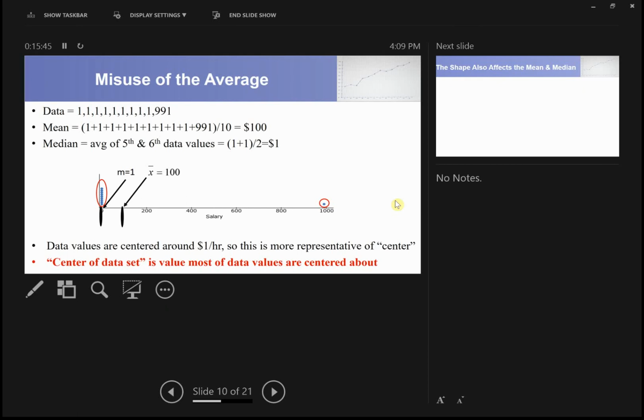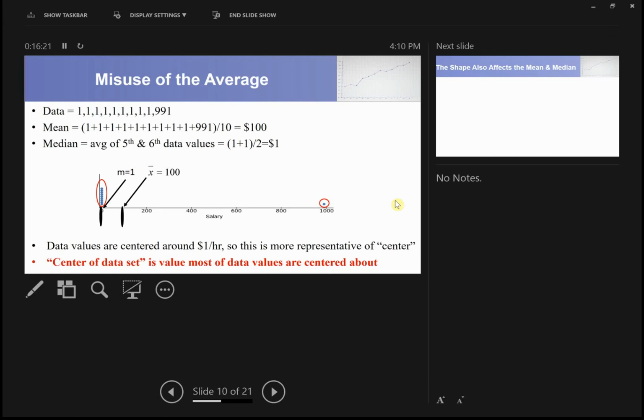What the center of the data set should be, so that it's not misleading, is it should be the value that most of the data values are centered around. Wouldn't that make sense to be the center of the data set? Not the center of the range, but the center of where the data is clustered around. And clearly, 1, by that metric, is the center. Because 90% aren't just centered, they're on that data value, right? So this is a much better measure of the center than 100, all right? This is why the median is really the better measure for the center of the data set than 100.